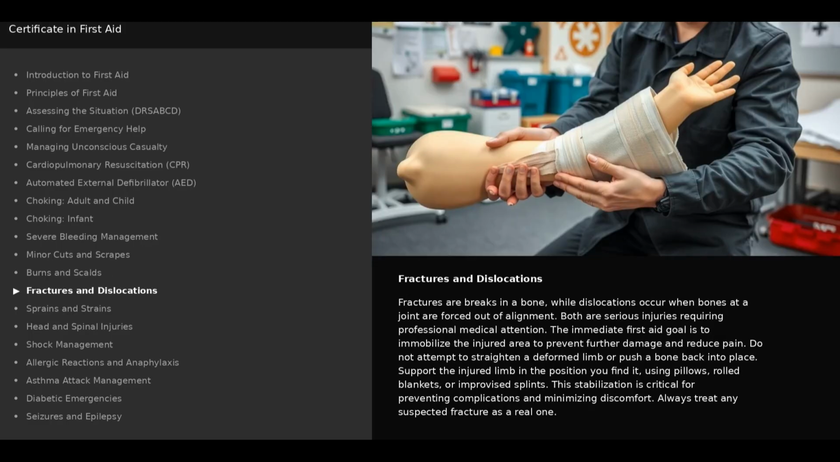Fractures and dislocations. Fractures are breaks in a bone, while dislocations occur when bones at a joint are forced out of alignment. Both are serious injuries requiring professional medical attention. The immediate first aid goal is to immobilize the injured area to prevent further damage and reduce pain. Do not attempt to straighten a deformed limb or push a bone back into place. Support the injured limb in the position you find it, using pillows, rolled blankets, or improvised splints. This stabilization is critical for preventing complications and minimizing discomfort. Always treat any suspected fracture as a real one.